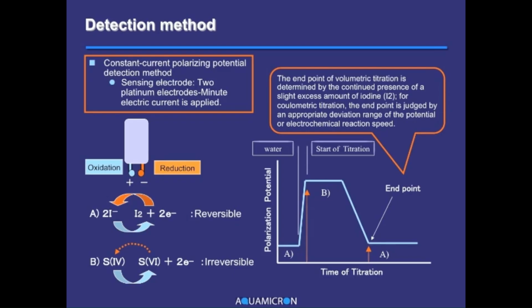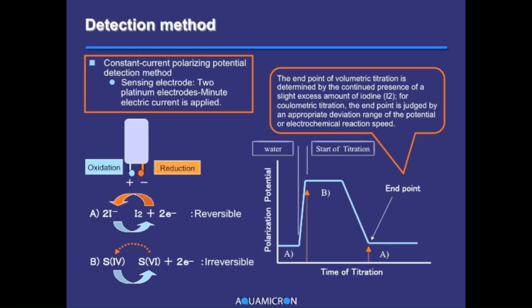A works smoothly. However, once water is injected into the solution, it consumes iodine through the Karl Fischer reaction and stops reaction scheme A. From then on, reaction scheme B begins to work to run the electric current, and the polarizing potential rises because reaction scheme B is irreversible, and it is difficult to occur, as I mentioned before. The analyzer detects this potential rise and regards it as the commencement of the titration.